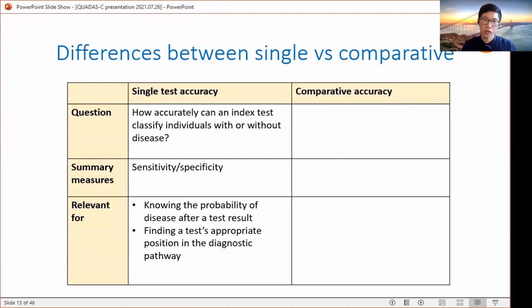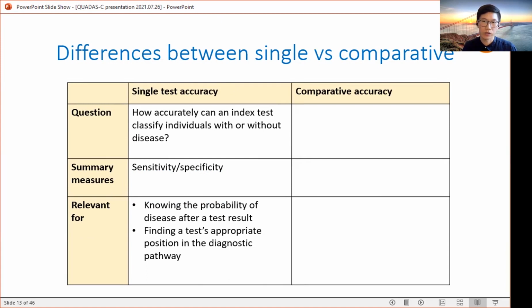So just to also summarize the difference between a single test accuracy question and a comparative accuracy question, the question in single test accuracy is how accurately can an index test classify individuals with and without a disease? And we can use sensitivity and specificity or other test accuracy measures. And this is relevant for knowing the probability of the disease after you obtain a test result and to find a test's appropriate position in the diagnostic pathway.